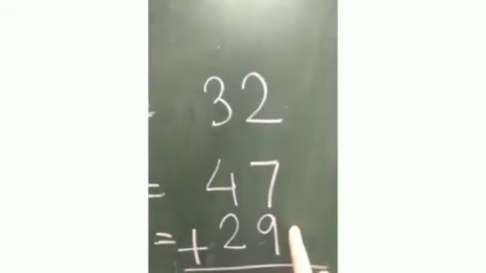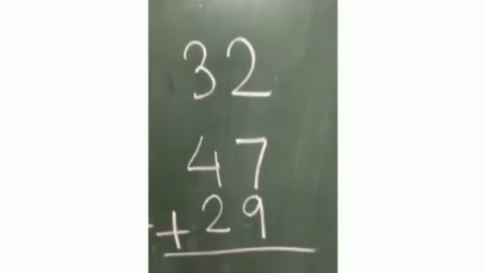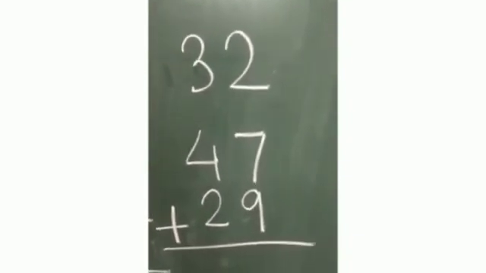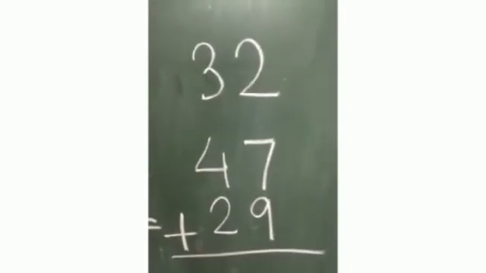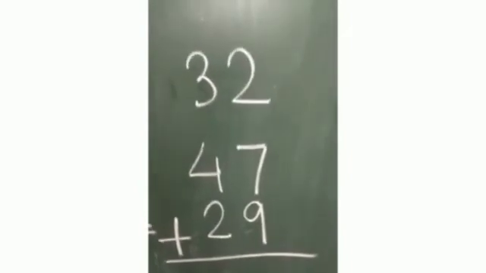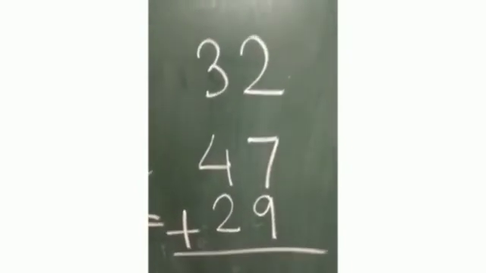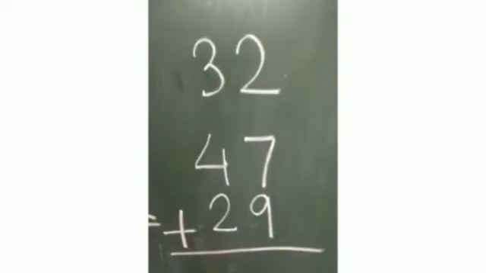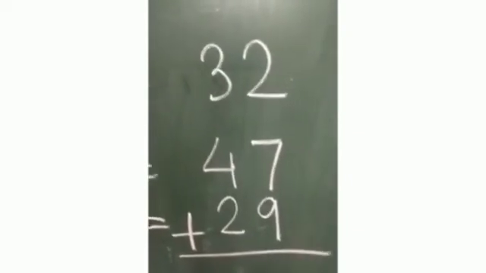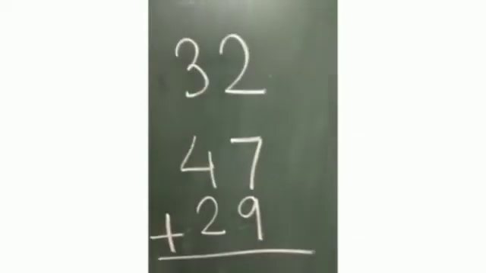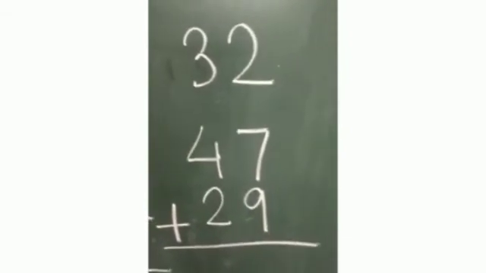Adding the ones digit first. As we know, we can add the numbers in any order. We get the same sum. So firstly adding 7 and 2. So 7 and 2 is 9. Now keep 9 in mind and add it with the third number, that is 9. So 9 plus 9 is 18.